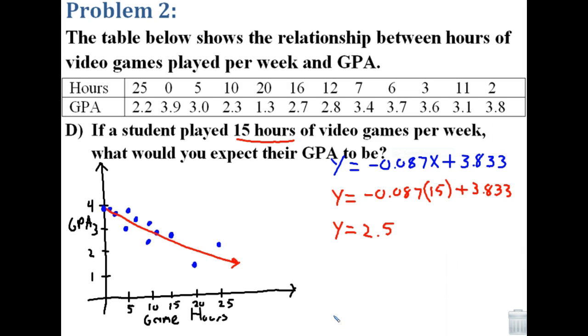And then last question, if a student played 15 hours of video games per week, what do you expect their GPA to be? So when x is 15, we can plug that into our least squared regression equation. So here's my x. Just plug that in the calculator. We get y equals 2.5. So we'd expect a GPA of 2.5.